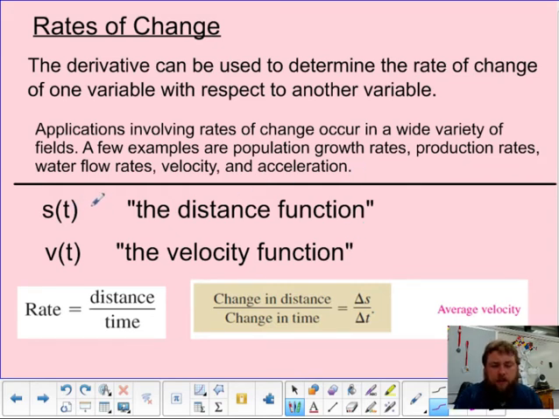So our distance function is going to be written as s of t, because t is our variable time, and velocity is v of t. And you've talked about the rate as distance over time, t, and the variations of that. So another way to write this is the change in distance divided by the change in time. So we're going to go delta s over delta t. So that is another way to write our rate here.